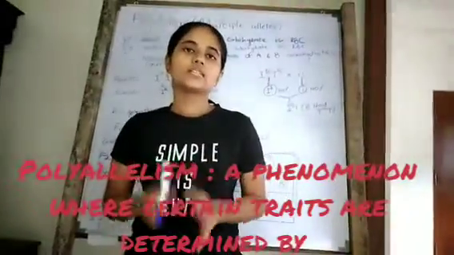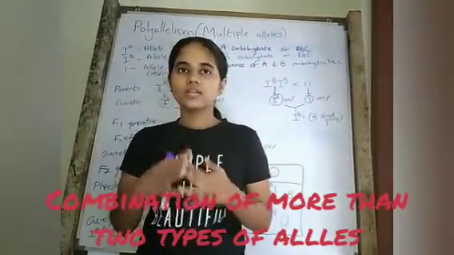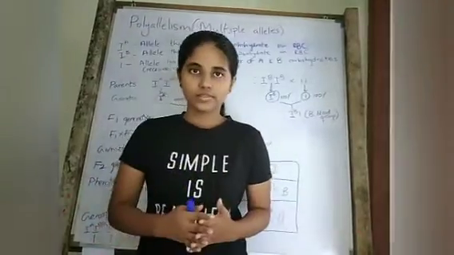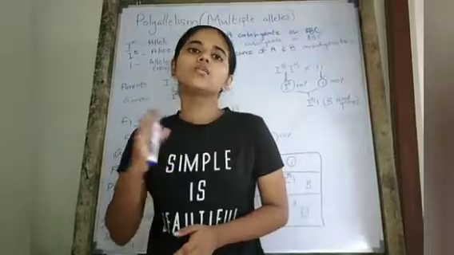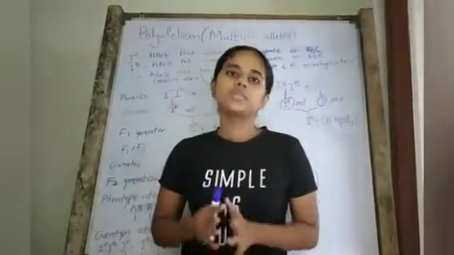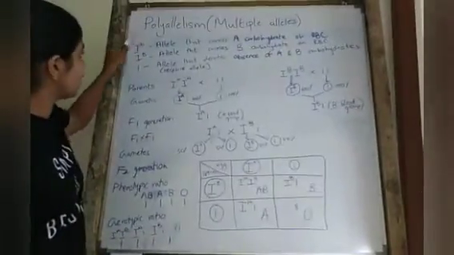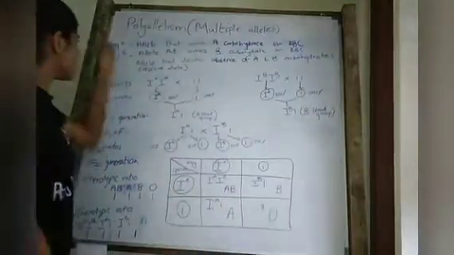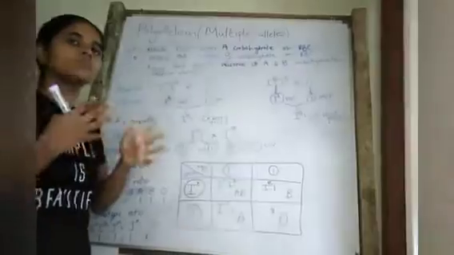So the next pattern is polyallelism. This is a phenomenon where certain traits are determined by the combination of more than 2 types of alleles. Polyallelism is seen in the determination of ABO blood group in humans. The ABO blood group is determined by 3 types of alleles: IA, IB and simple I allele. So these 3 alleles combine in different ways to give out different blood groups.